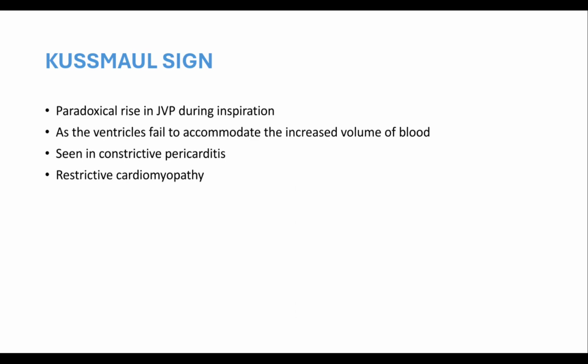Now there is another important thing regarding JVP that is called Kussmaul sign. What is Kussmaul sign? It's paradoxical rise in JVP during inspiration. Normally during inspiration, what is happening? There is fall in JVP during inspiration because the pressure will be a bit reduced on the right side. But if there is paradoxical rise instead of fall, there is rise in JVP during inspiration, that is called Kussmaul sign, and it is very classical of constrictive pericarditis.